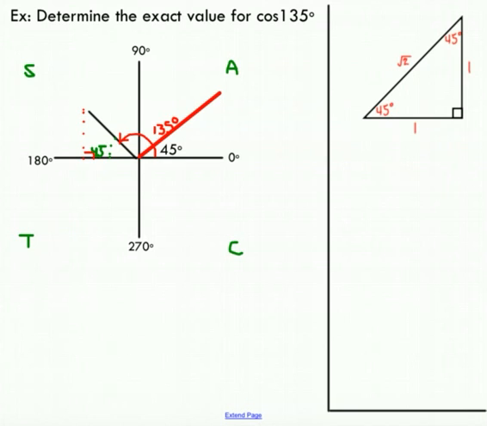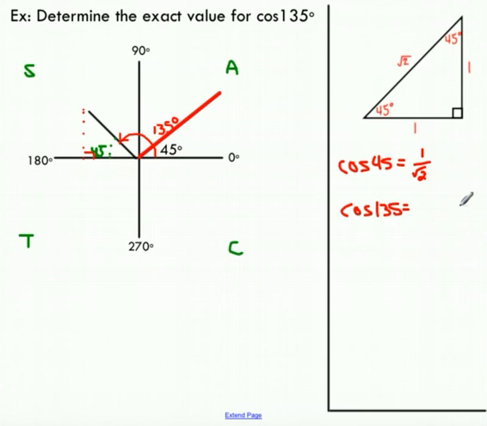I'm going to look at this special triangle, and I'm going to say, well, I know that the cos of 45 degrees would be the adjacent, this side here, over the hypotenuse, 1 over root 2. So I know that the cos of 45 as an exact answer will be 1 over root 2. And since I'm using 45 degrees as my reference angle, I can use this value for the cos of 135. So I know that the cos of 135 is also going to be 1 over root 2.